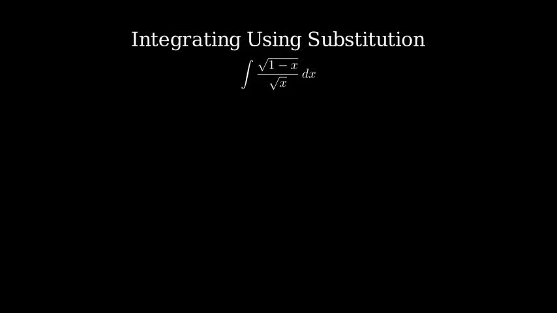We'll choose u equals 1 minus x as our substitution. This leads to a derivative of u which is negative dx, or dx equals negative du. This substitution will help us simplify the original integral.